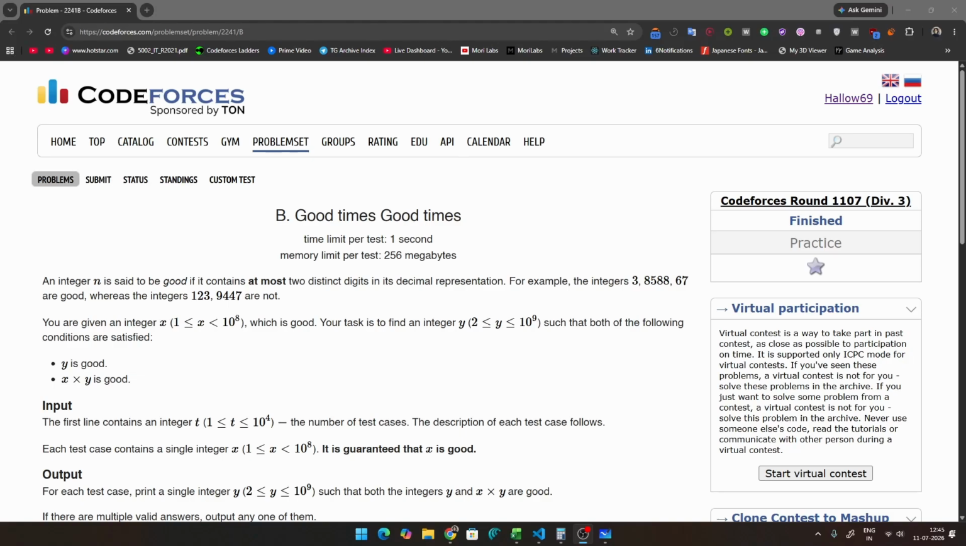We're solving Codeforces problems in Python. In today's episode, we're solving problem 2241b. And this problem is called Good Times.